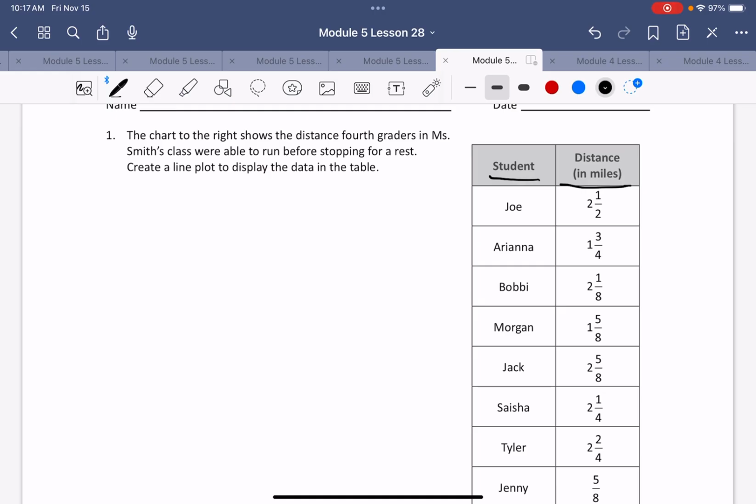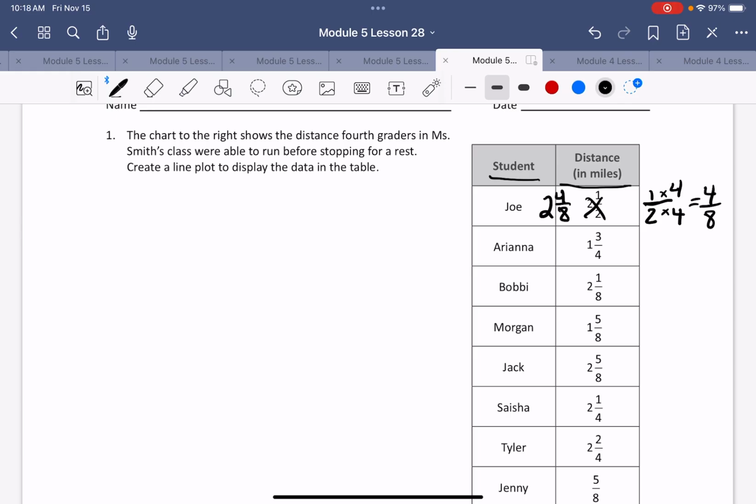we're going to think 2 and 1/2. So if I take 1/2 and I times it by a number, I can get it to 8s. So I take 1/2 and I times it by 4 on the top and the bottom, and then I get 4/8. So 1/2 is equal to 4/8. So now Joe has 2 and 4/8. I'm only changing the fraction. I'm leaving the whole number the same.